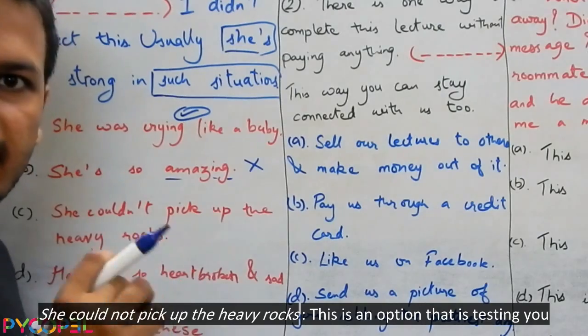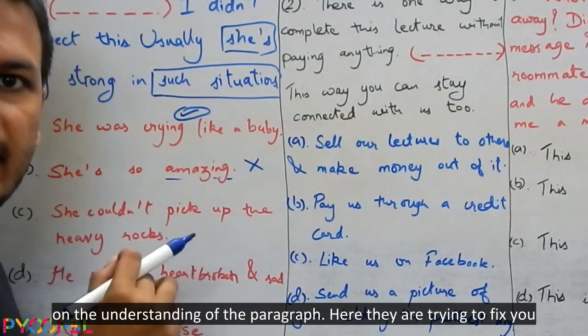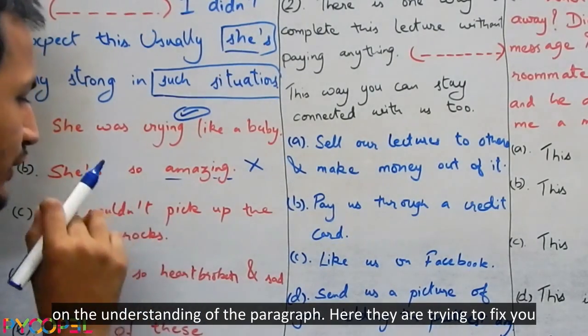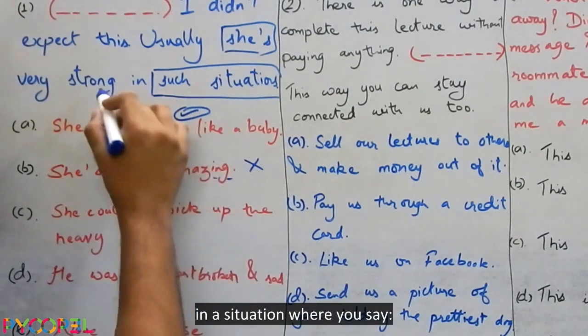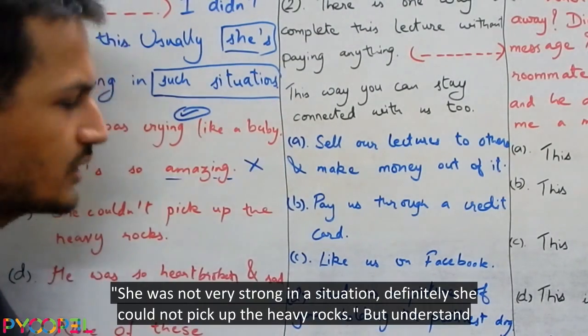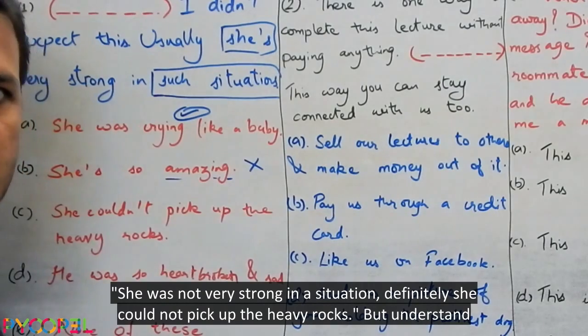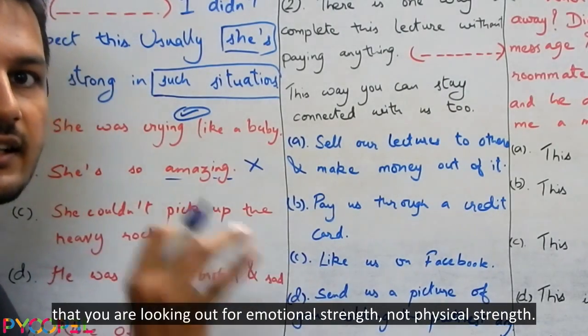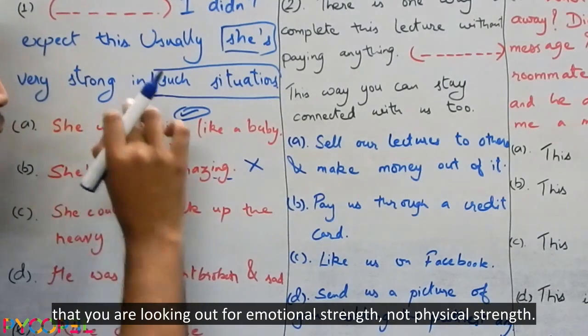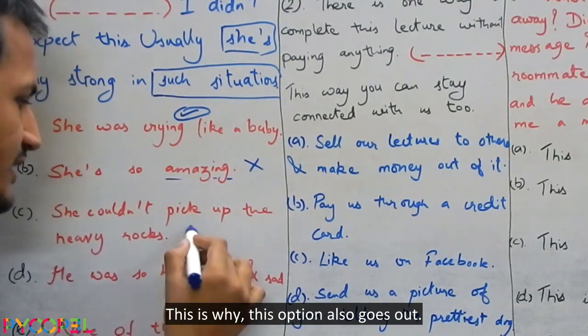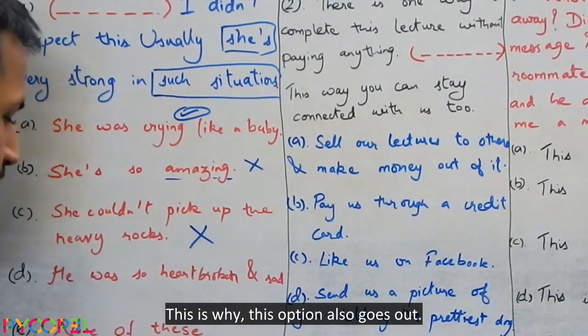This is an option that is testing you on the understanding of the paragraph. Here they are trying to fix you in a situation where you say, okay, she was not very strong in a situation. Definitely she could not pick up the heavy rocks. But understand that you are looking out for emotional strength, not physical strength. This is why this option also goes out.